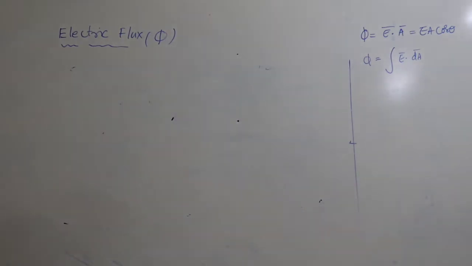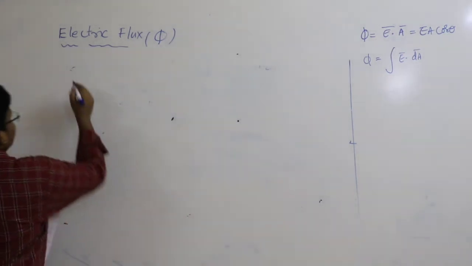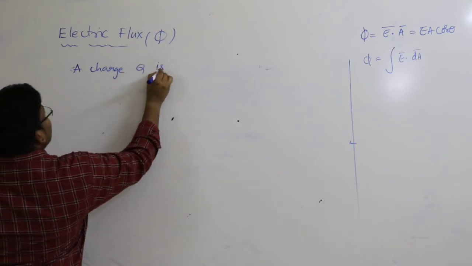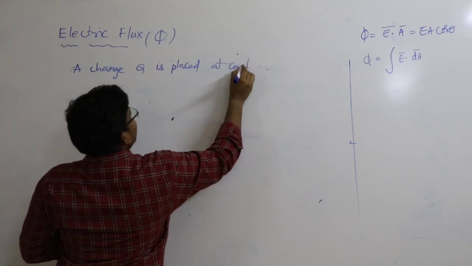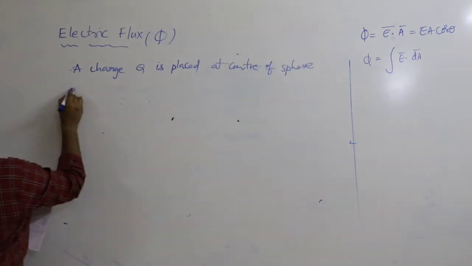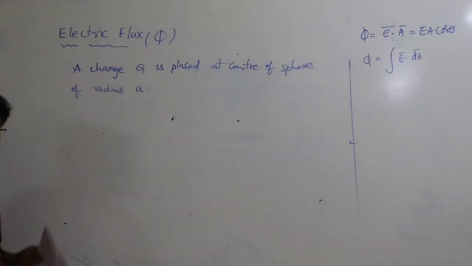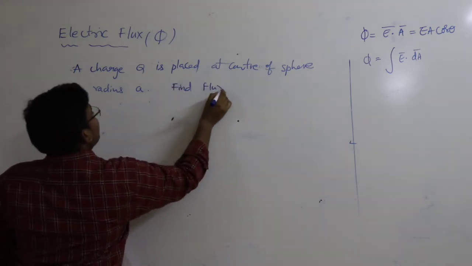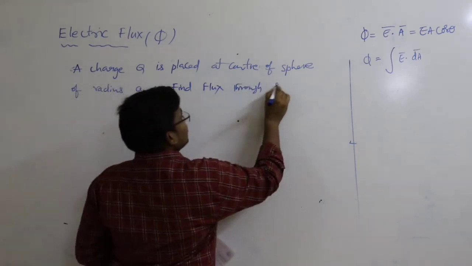Okay. Then for example, a charge is placed at the center. A charge capital Q is placed at the center of a sphere of radius some a. Then find the flux through the entire surface.